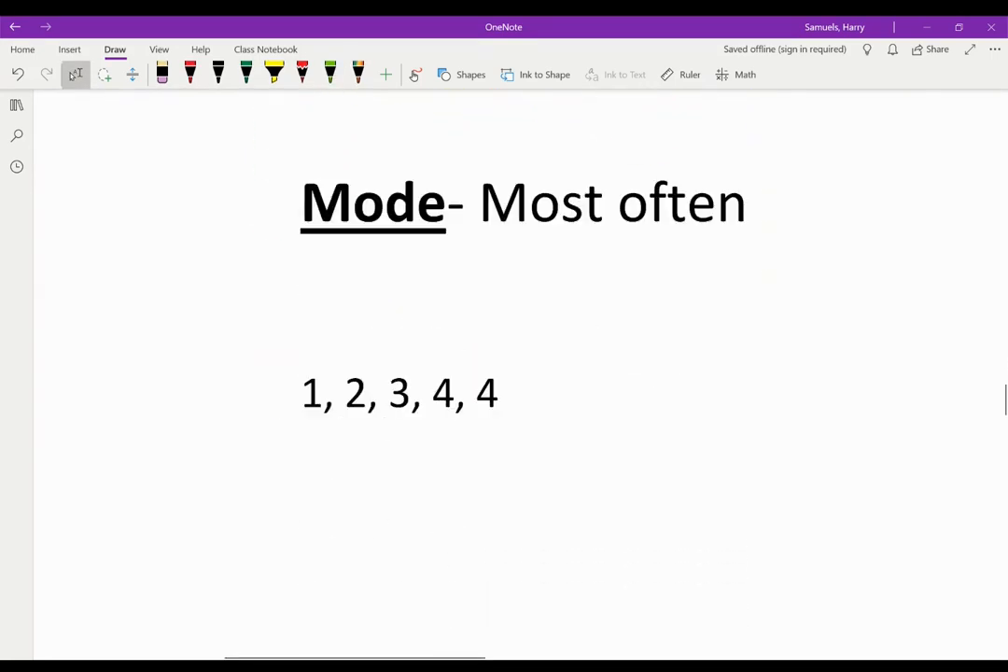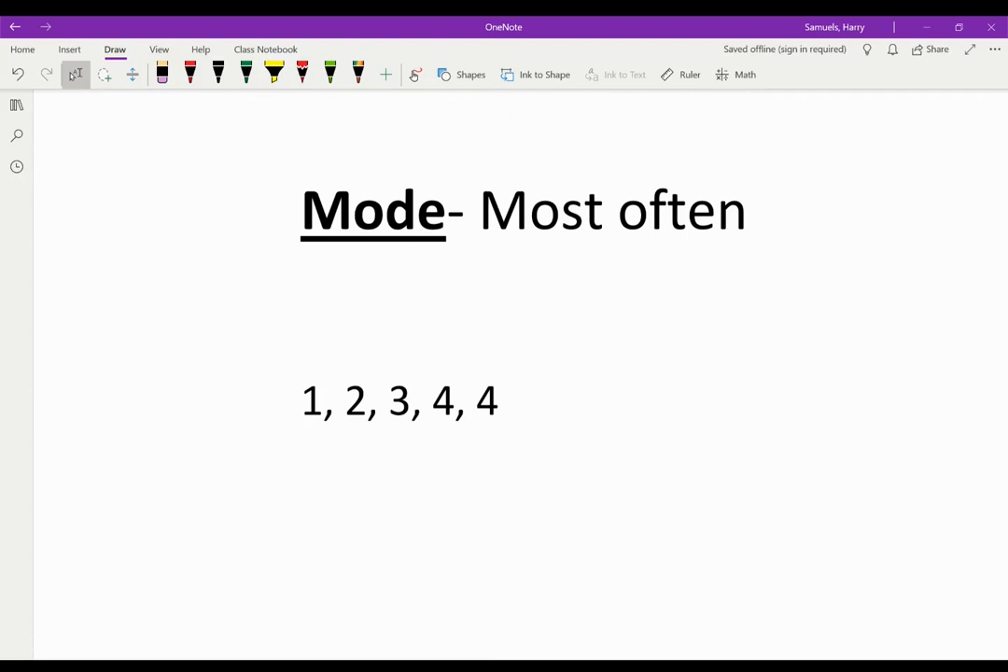Now let's talk about mode. Mode means most often. The mode is the number that you see more than any other number. Let's use the following numbers to find mode: 1, 2, 3, 4, and 4. The mode here would be 4 because it's seen twice while all the other numbers are only seen one time. So the mode would be 4.